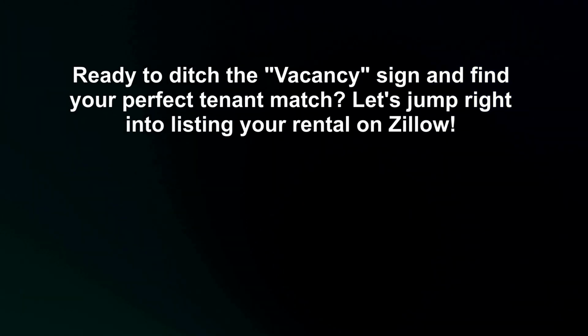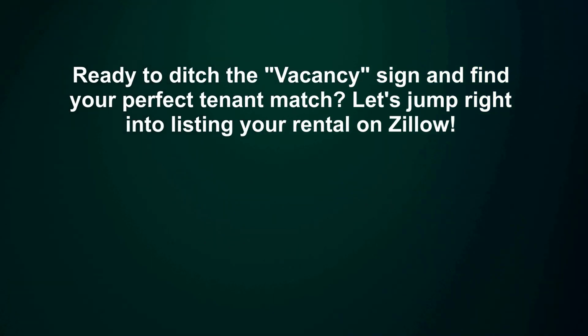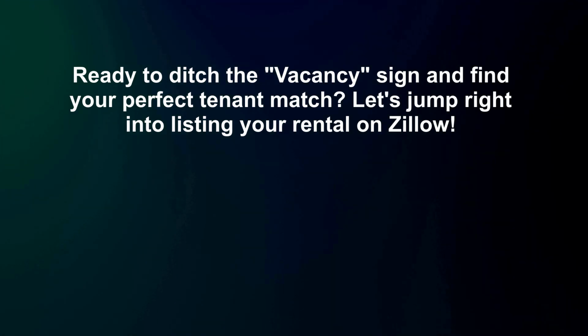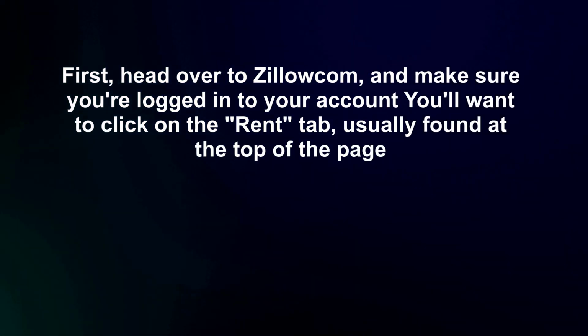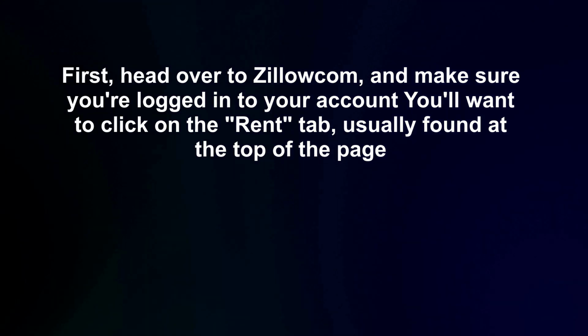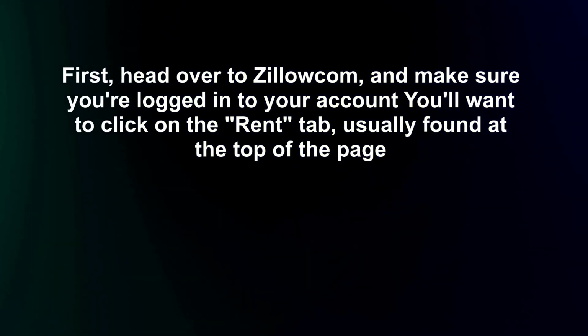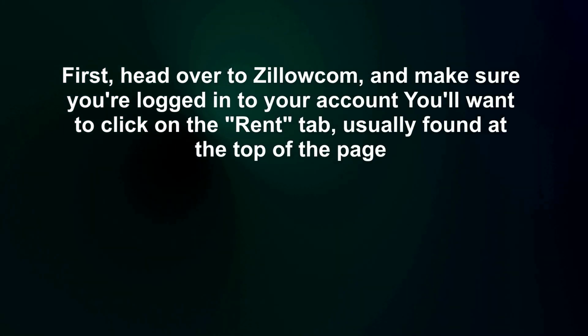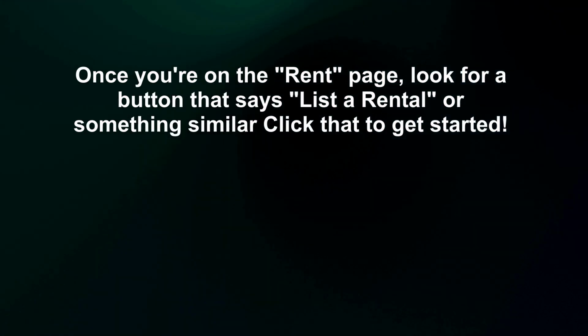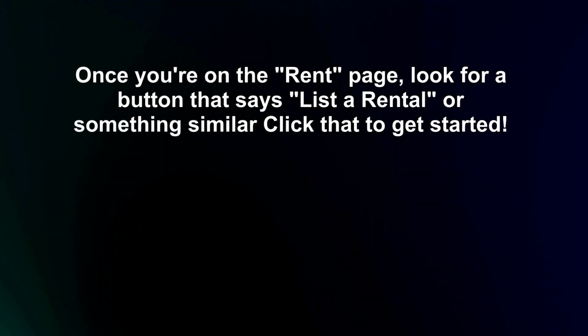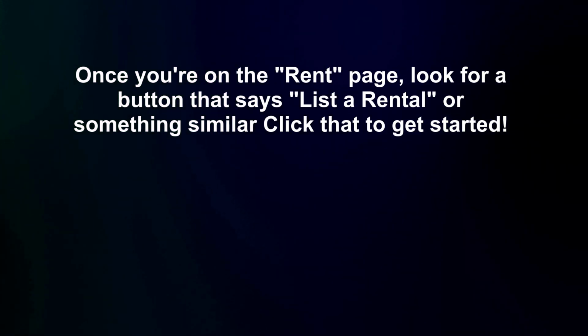Ready to ditch the vacancy sign and find your perfect tenant match? Let's jump right into listing your rental on Zillow. First, head over to Zillow.com and make sure you're logged into your account. You'll want to click on the Rent tab, usually found at the top of the page. Once you're on the Rent page, look for a button that says List a Rental or something similar. Click that to get started.